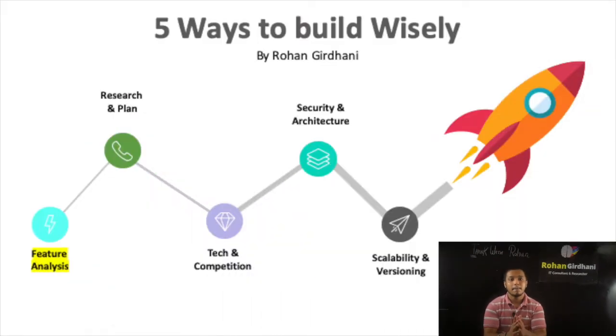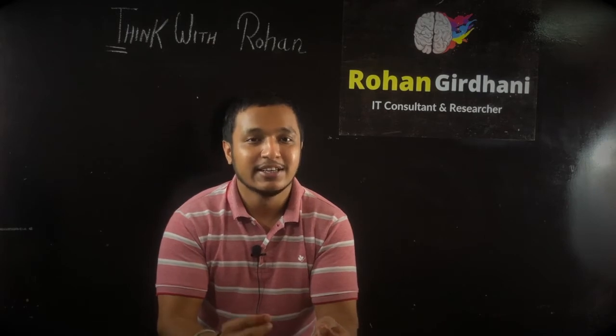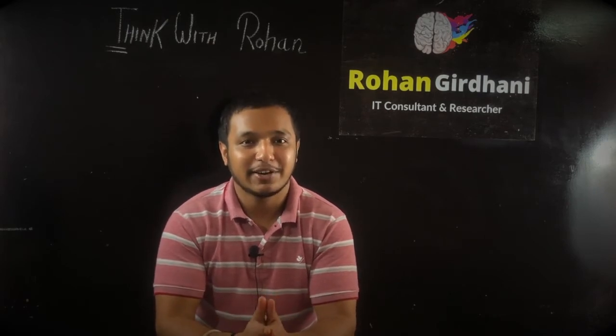First strategy being the feature analysis. It would help you in your feature selection process and the science behind it. Then comes research and planning, which is a very crucial aspect of these strategies. After that, it is strategy 3, which is selection of tech and the competition. And then we have our security and architecture. And last but not the least, strategy number 5, which is scalability and versioning.